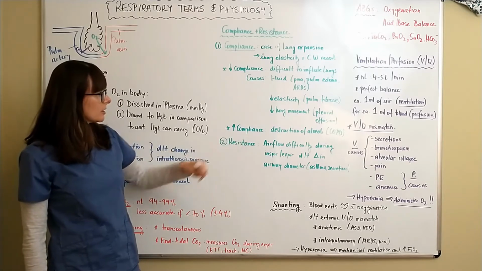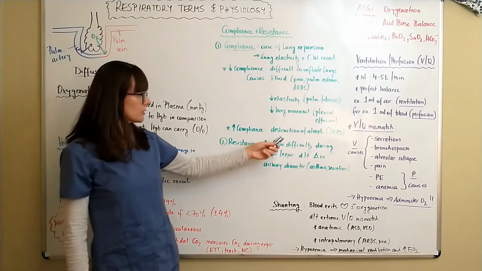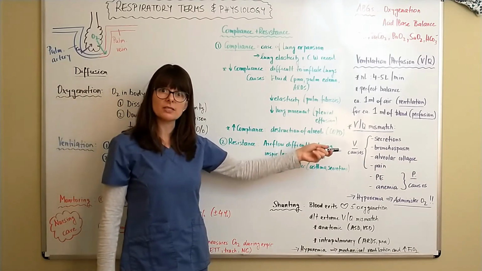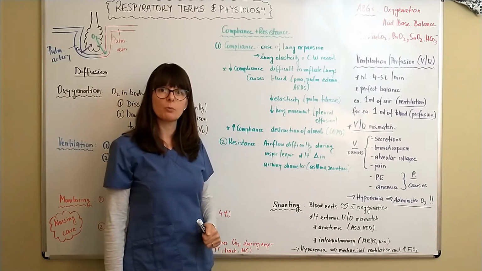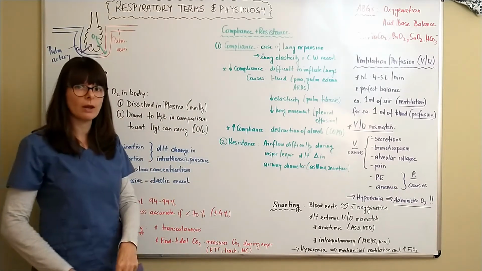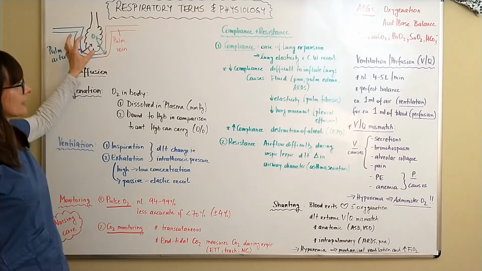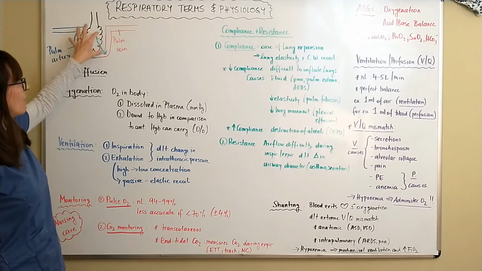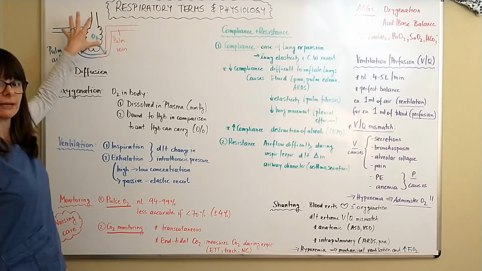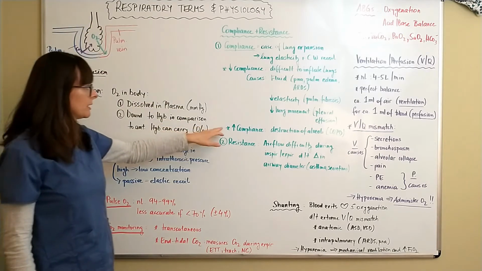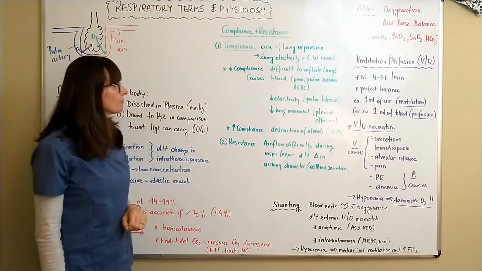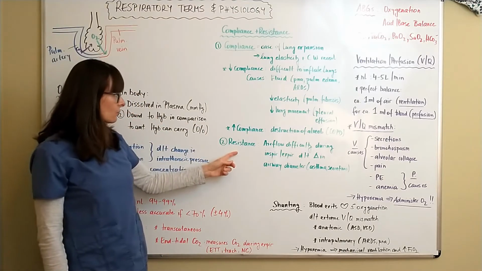But compliance can also be increased, due to destruction of alveoli, such as we see in patients with COPD or emphysema, where the alveoli are hyperextended and always kind of hyperinflated, and that would be increased compliance. And the other term here is resistance.